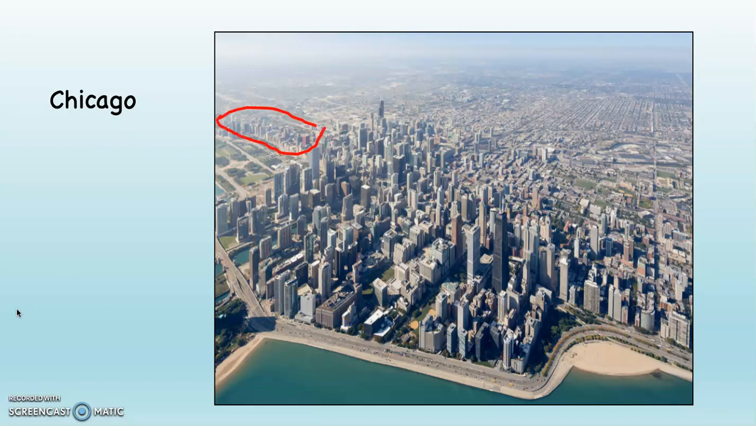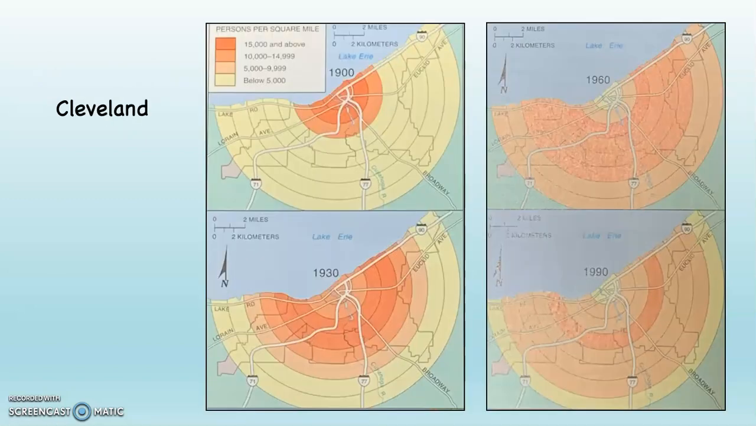And you can even see over here on the left-hand side, there's a bit of sector development. You can see going along that one transportation corridor, a lot of vertically developed buildings. And then you can see out here in the distance, these are the suburbs. So this is what both of those models were based on originally, especially the concentric zone model and the sector model. This is Cleveland along Lake Erie.